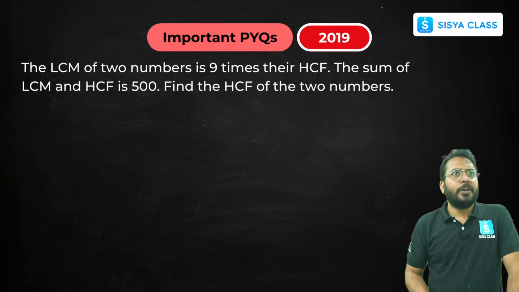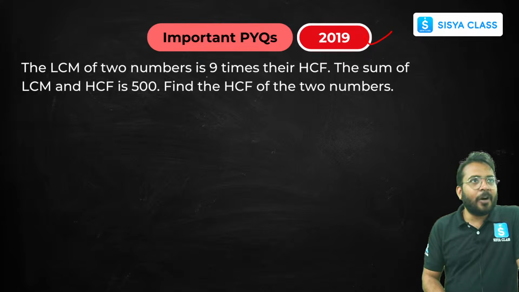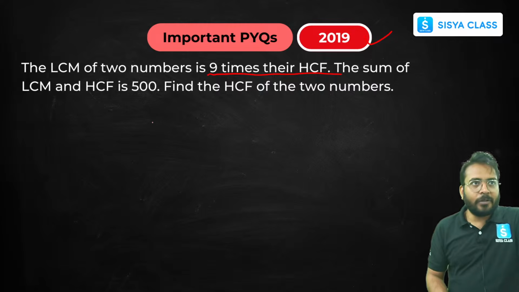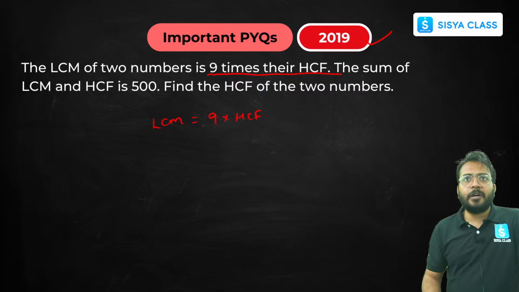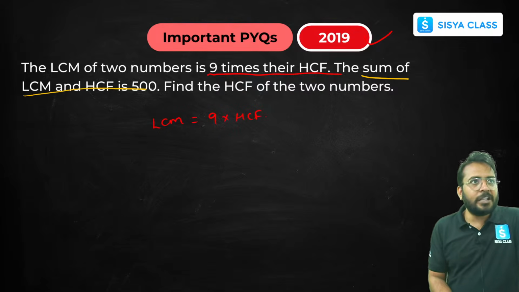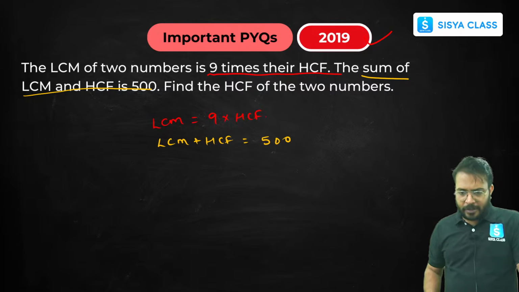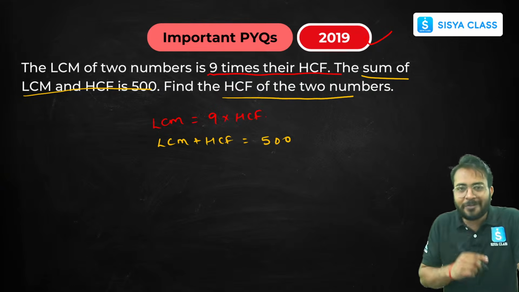Fine. One more question that was asked in 2019. The LCM of 2 numbers is given as 9 times their HCF. In the first statement, they have given that the LCM is 9 times their HCF, all right. In the second statement, they have given that the sum of LCM and HCF is 500. We need to find out what the HCF of these 2 numbers is going to be, all right.